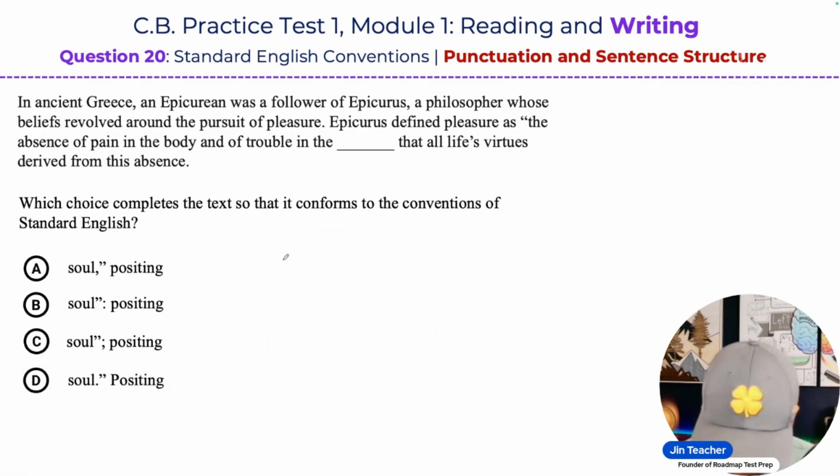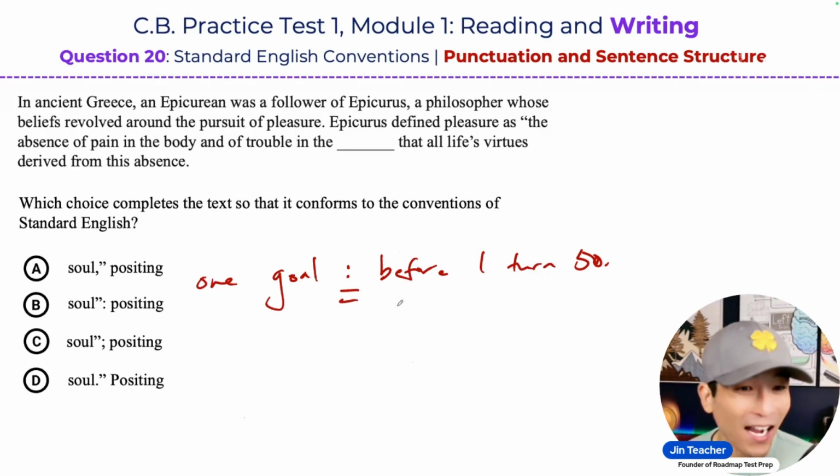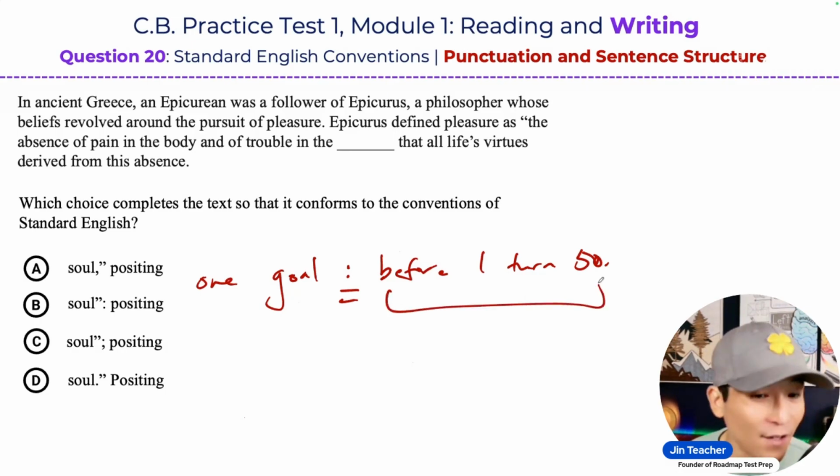Guys, I have one goal that I want to achieve before I turn 50. Okay? So if I say, guys, I have one goal I want to achieve before I turn 50, now this colon here is not going to be used correctly. Well, why not? Because the information after the colon does not clarify what was previously mentioned, but instead it expands on it.